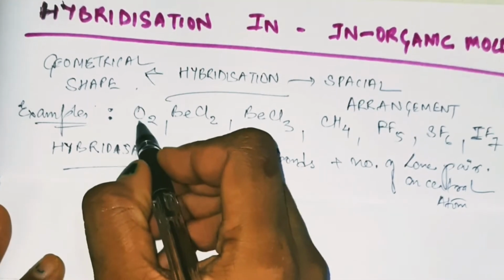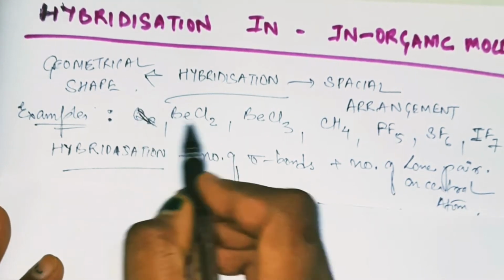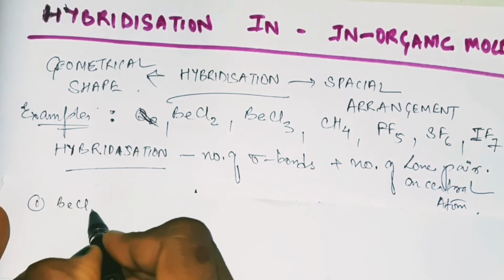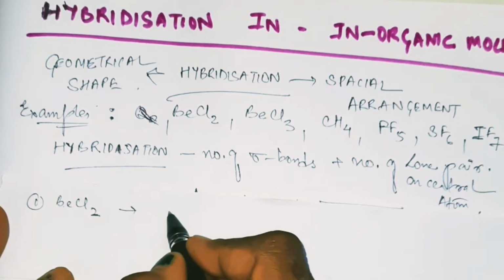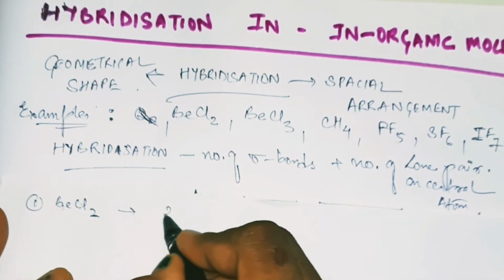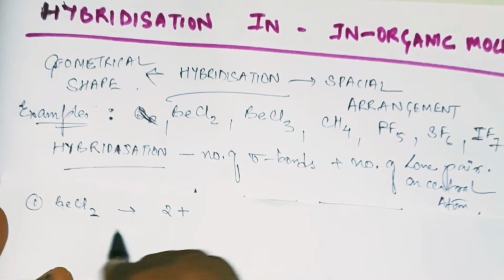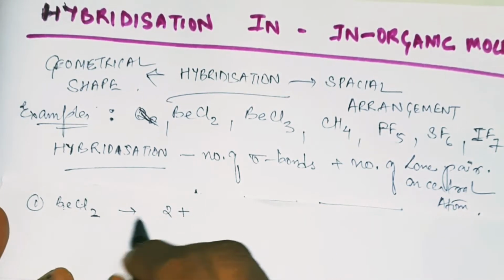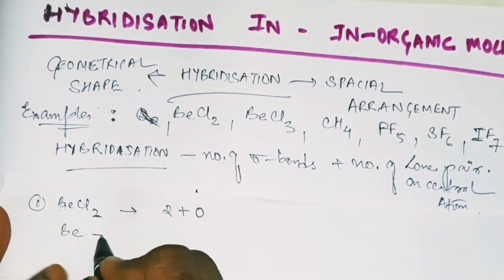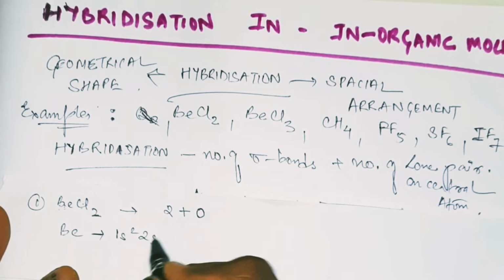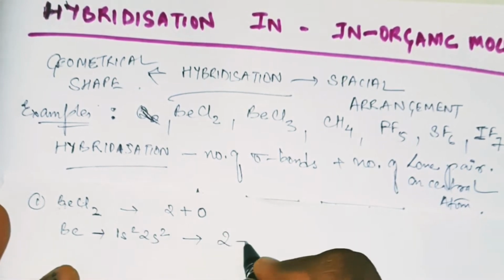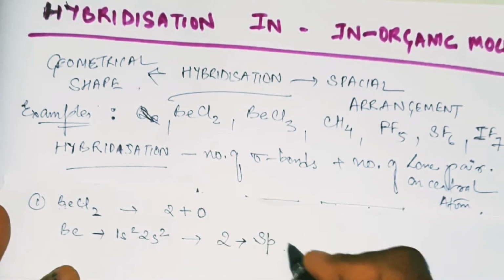So we'll take the example of BeCl2 first. Here beryllium is the central atom, and it is bonded to 2 chlorine atoms, so the number of sigma bonds is 2. Beryllium does not have any lone pair on it, because see, the valency of beryllium is 1s2 2s2. So when 2 is bonded with chlorine, there is no lone pair, so it is 2. Hence this is sp hybridized, and hence it is linear.